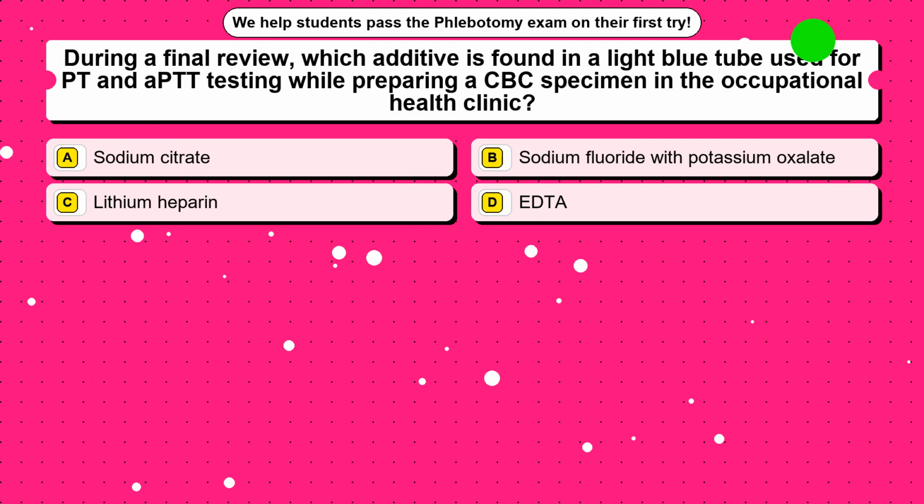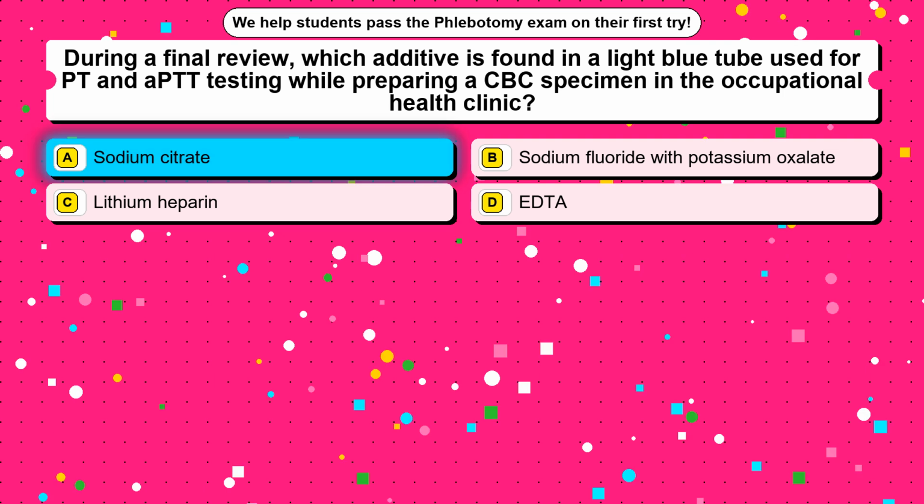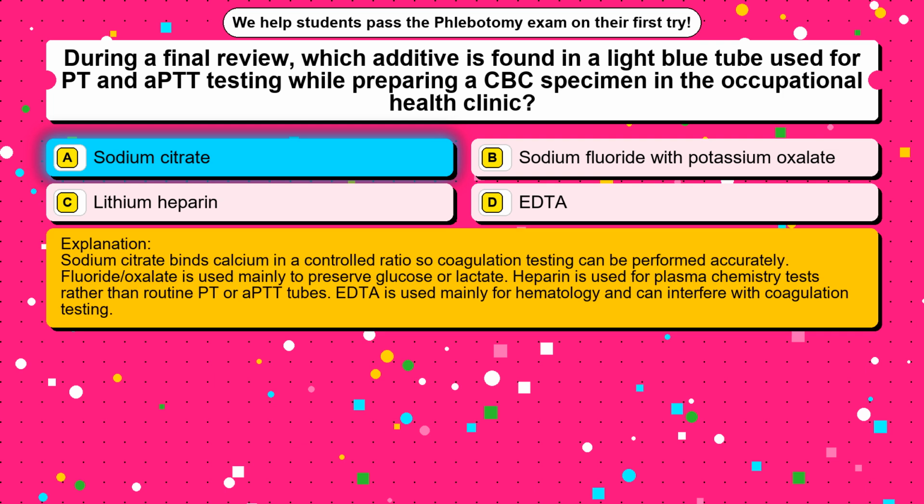Question 26. During a final review, which additive is found in a light blue tube used for PT and APTT testing while preparing a CBC specimen in the occupational health clinic? Option A. Sodium citrate. Option B. Sodium fluoride with potassium oxalate. Option C. Lithium heparin. Option D. EDTA. The correct answer is option A. Sodium citrate. Sodium citrate binds calcium in a controlled ratio so coagulation testing can be performed accurately.